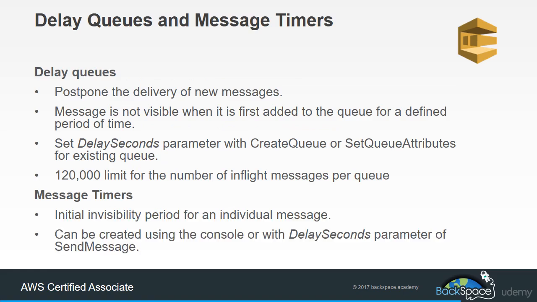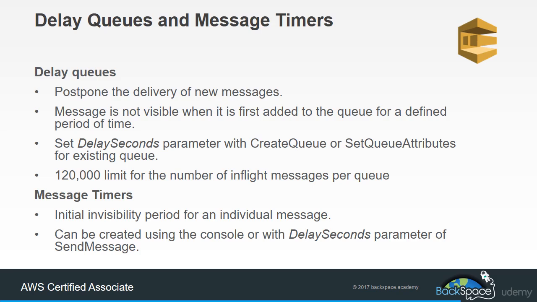Delay queues and message timers allow for timing changes to be made to a message's life cycle. So delay queues postpone the delivery of new messages, and the message is not visible when it is first added to the queue for a defined period of time. That defined period of time is set with the delay seconds parameter with the create queue or set queue attributes command for the existing queue. You need to remember that there is a 120,000 limit for the number of in-flight messages per queue.